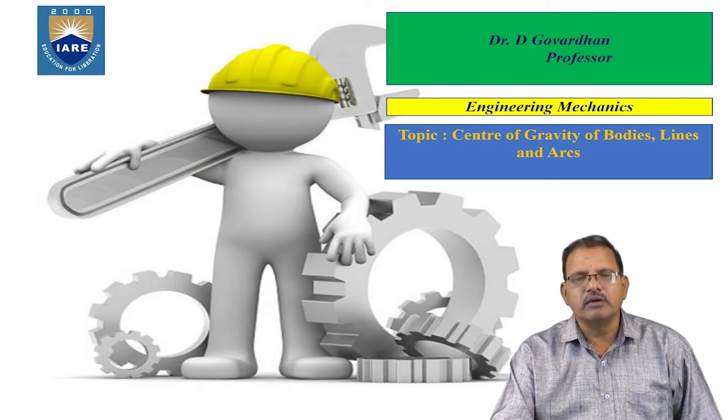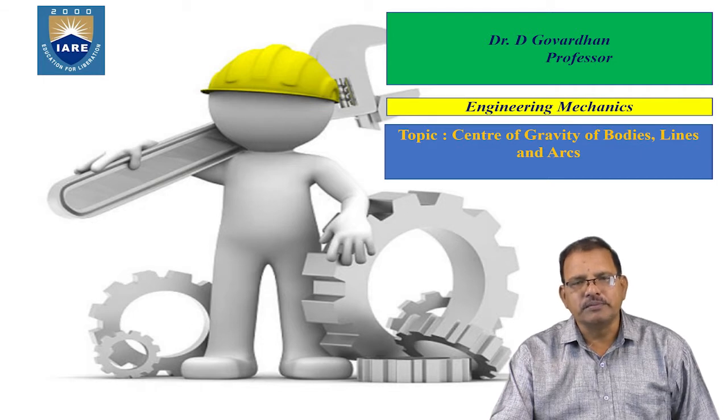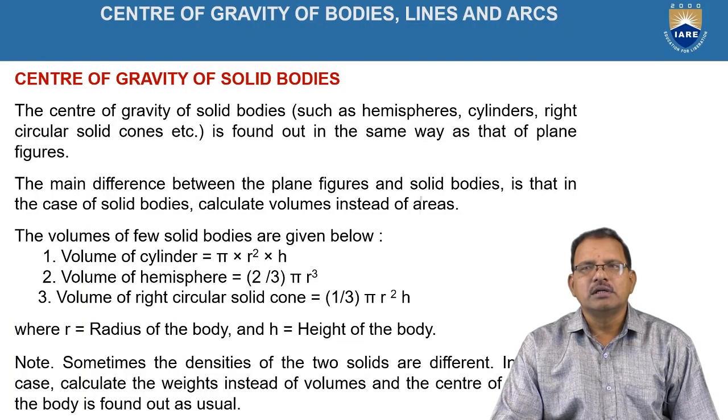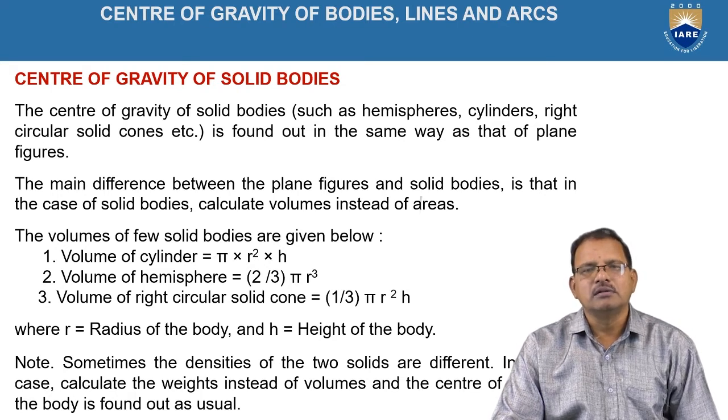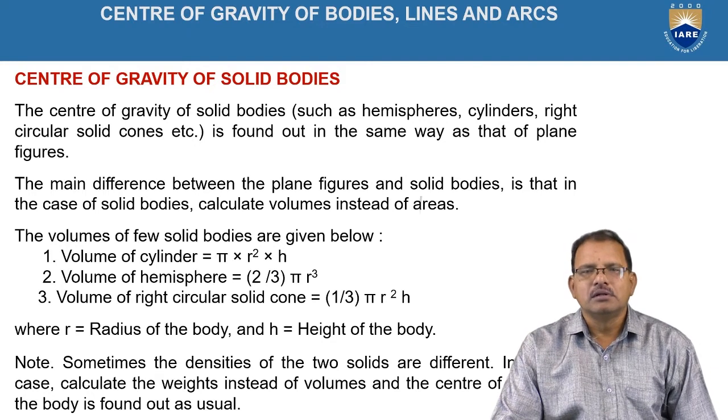Today the topic is center of gravity of bodies, that is, three-dimensional objects and plane figures. The center of gravity can be defined as the point through which the entire weight of the object is supposed to act. First of all, we have to look at the center of gravity of regular objects such as hemisphere, cylinders, right circular cone, solid cone, and so on.